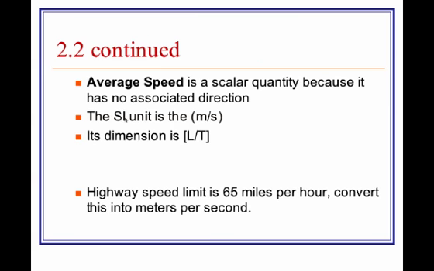Average speed is a scalar quantity because there is no direction associated with it. It only involves the distance. You can't have a positive or negative average speed. That would be a velocity, as we'll talk about in a second. Once again, it's a scalar quantity, just magnitude or size. The units for speed are meters per second. This is a length divided by time.